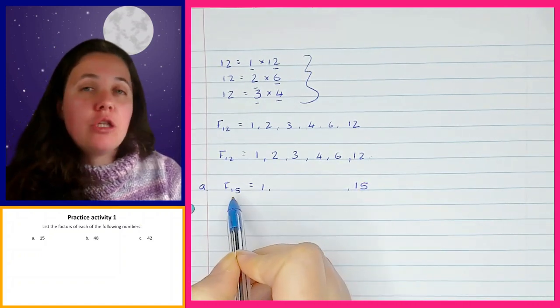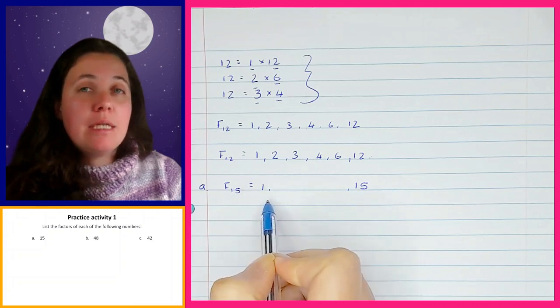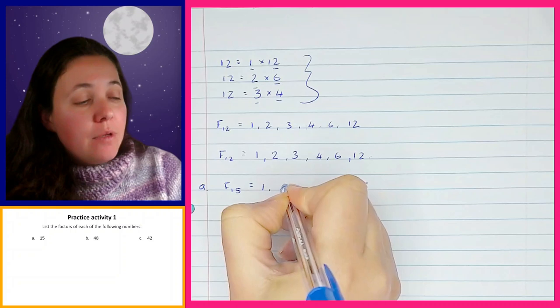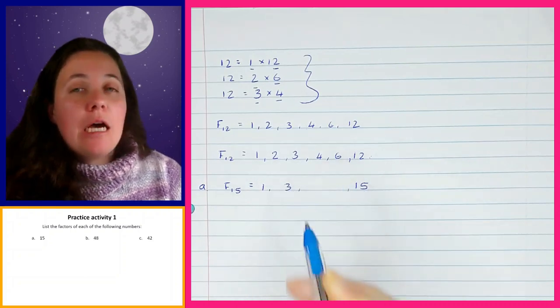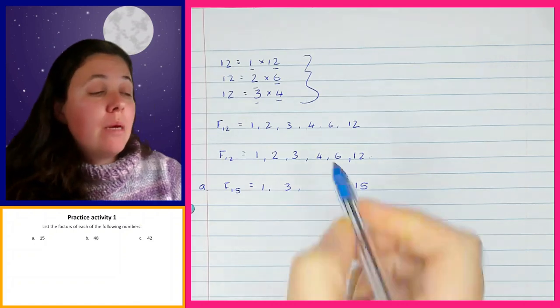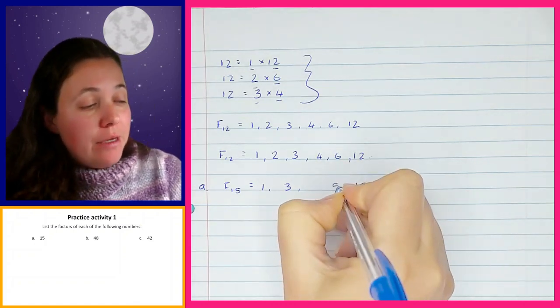Now, 2 doesn't go into 15, so I'm going to skip it and go on to the next one, which is 3. 3 does go into 15. Okay, so I'm going to write down my 3. Now, if I divide 15 by 3, I will end up with 5. So I'm going to write down 5 over here.